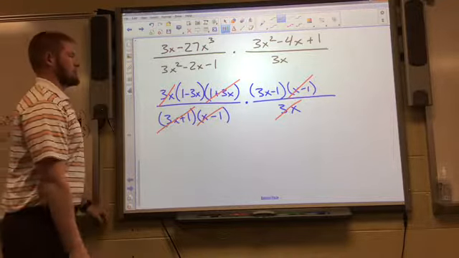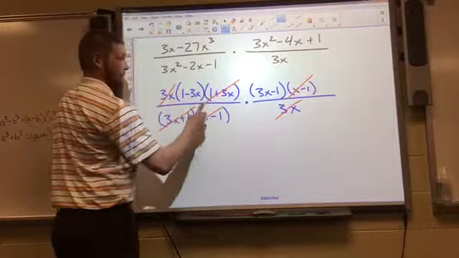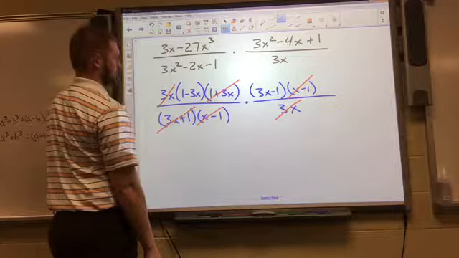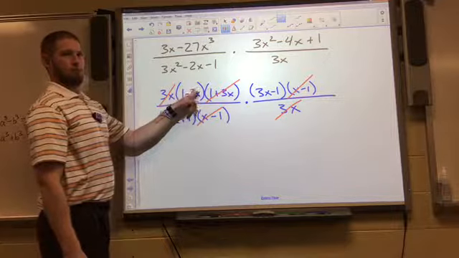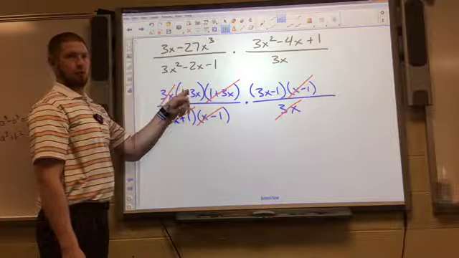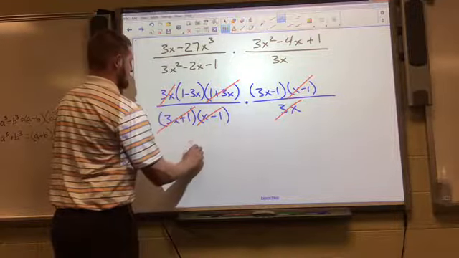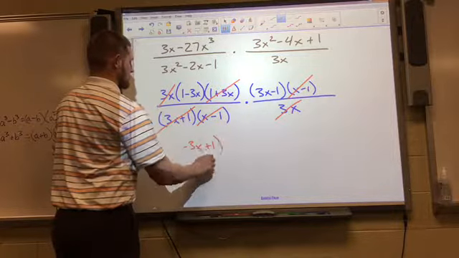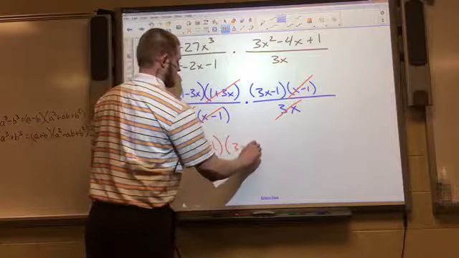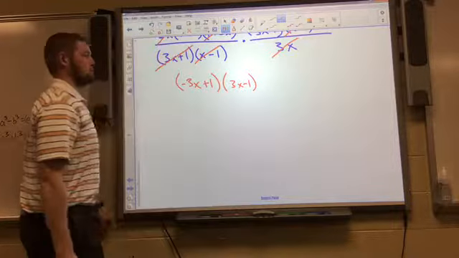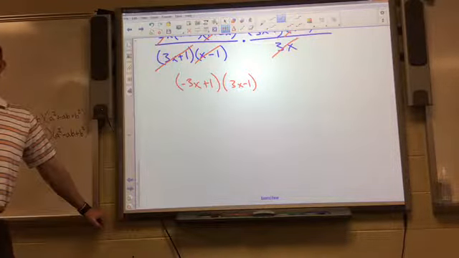Okay, so your final answer, and we're going to actually change it here in a second. We would like to write this with the 3x in front, because that looks weird. So it's actually negative 3x plus 1 times 3x minus 1. Hey, nope, we'll leave it simplified.